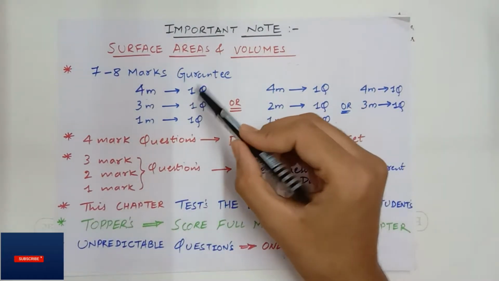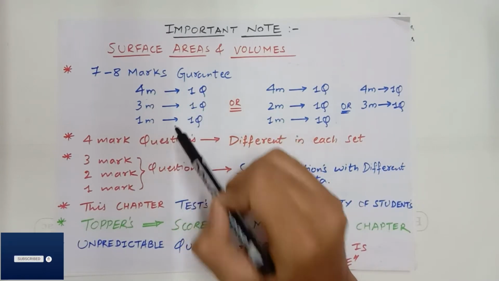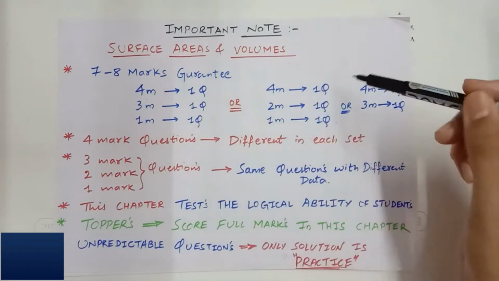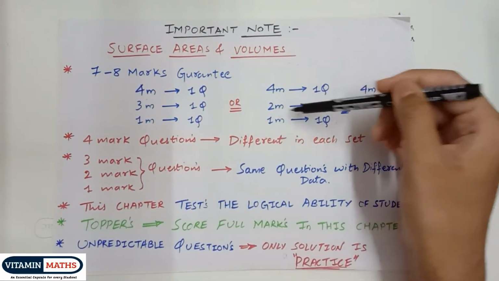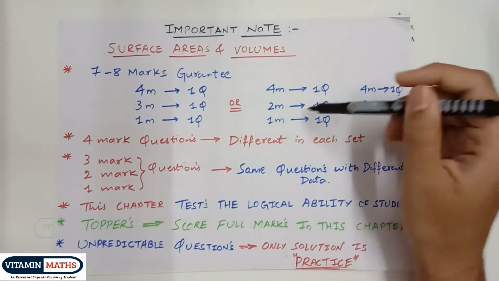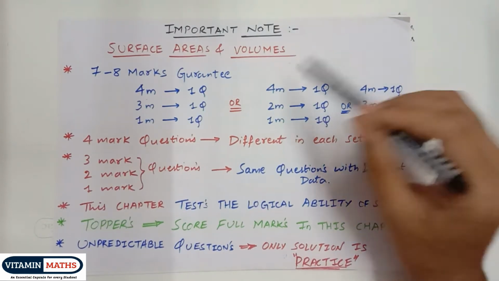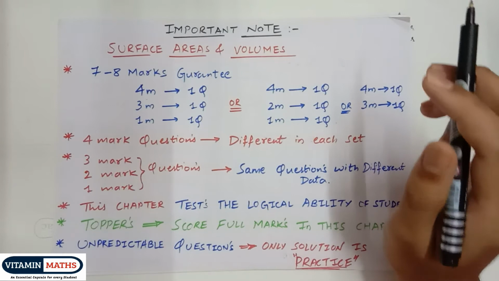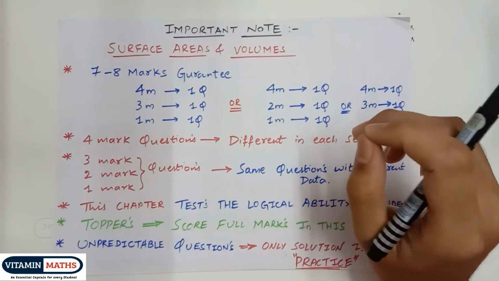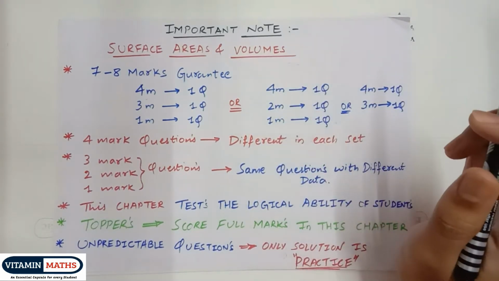The pattern may be in this way: one 4 mark question, one 3 mark question, and one 1 mark question, totally 8 marks. Or one 4 mark, one 2 mark and one 1 mark, so 7 marks. Or they may skip the 1 mark question and ask only 4 and 3 mark questions. These are the possibilities or the pattern that has been followed by the board during the previous years, according to the latest previous years I have taken.